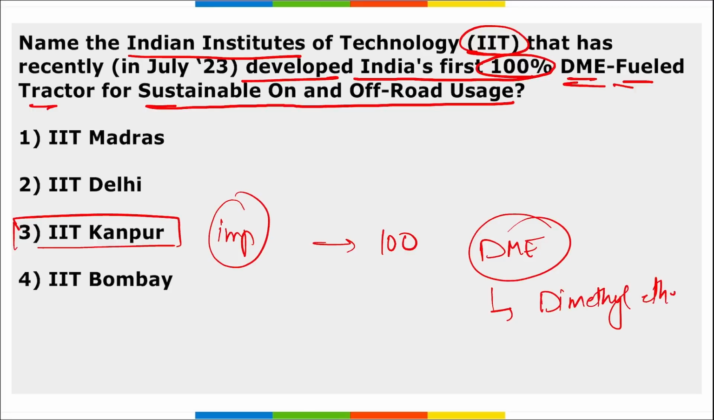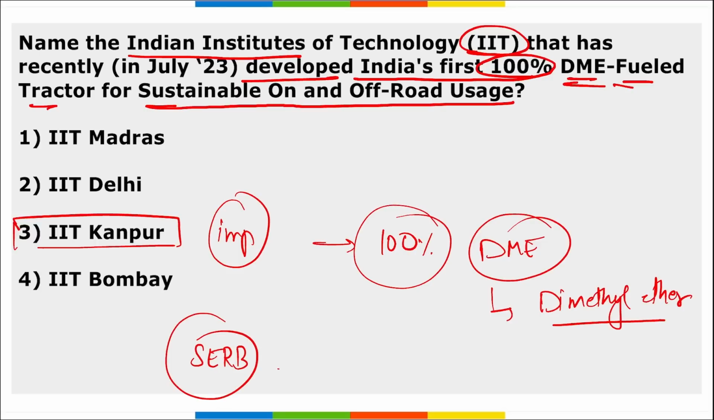Dimethyl ether, correct? So remember, IIT Kanpur developed the first 100% dimethyl ether fueled tractor, correct? This will help reduce pollution in the atmosphere. Also, this will be a good alternative for the diesel tractors that we are seeing in the market right now. And this research was supported by SERB, that is your Science and Research Engineering Board, along with Niti Aayog's methanol economy program.